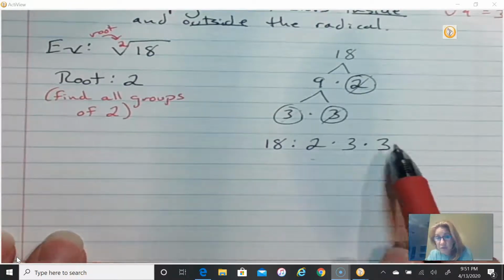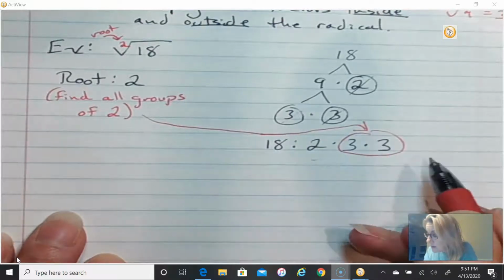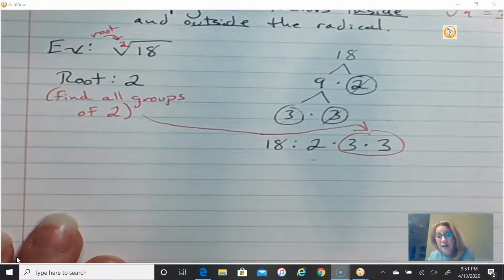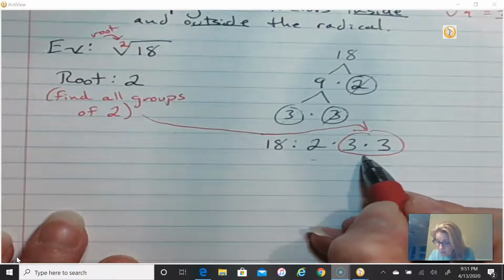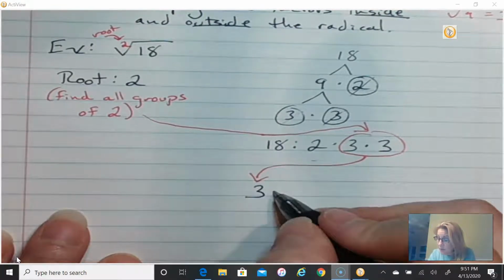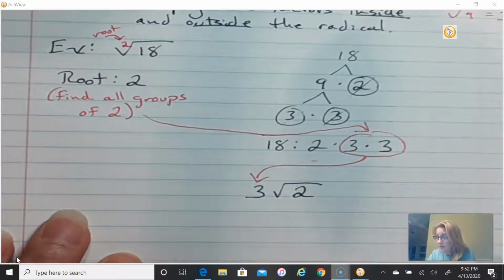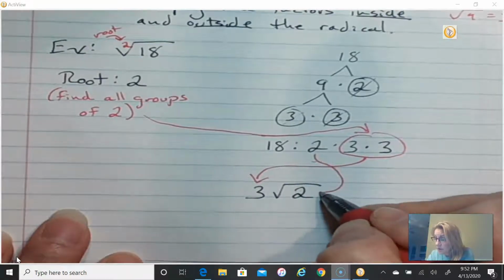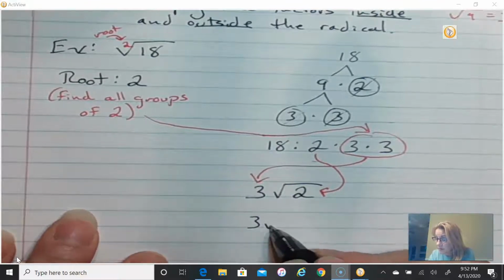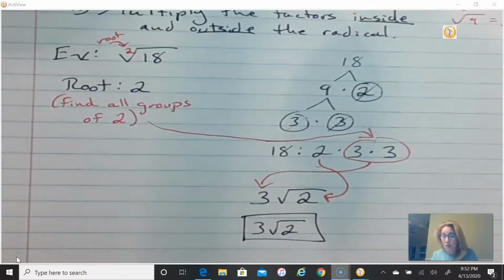Do you see a group of 2? Yes, right here. This is our group of 2. So watch what I do. You can pause this and then move slowly forward. You're going to take that group of 2 and put it on the outside of the radical sign, and whatever is left over goes on the inside. That's your answer. I would strongly suggest you rewind that example, watch it again, or I can just explain it one more time.